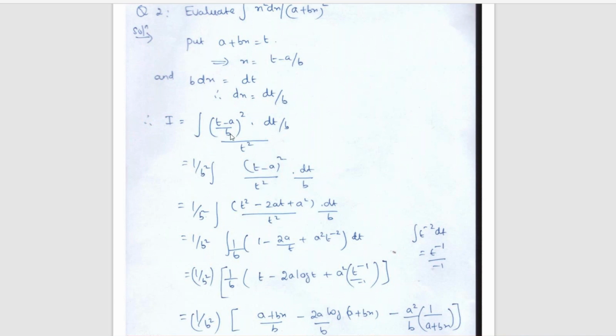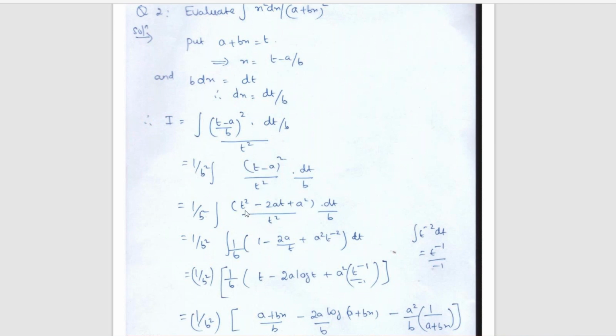Okay, I have taken the constant term b square outside. So 1 by b square integral (t minus a) the whole square, denominator is t square, dt. I have one more constant, 1 by b. It is inside only. So (t minus a) the whole square by t square. Expand this. You'll be getting t square minus 2at plus a square. It is of the form (a minus b) the whole square, so a square minus 2ab plus b square. So t square minus 2at plus a square upon t square, dt by b.